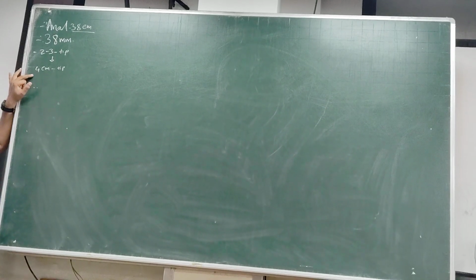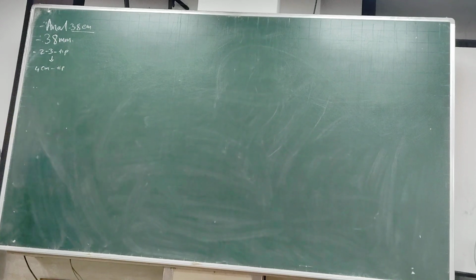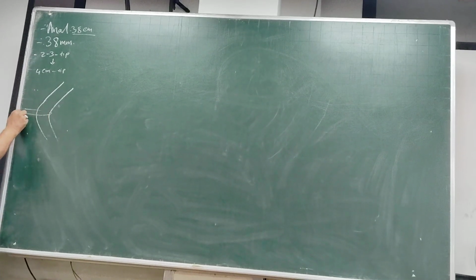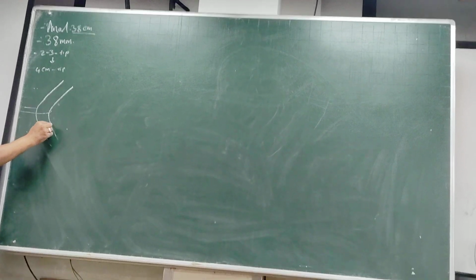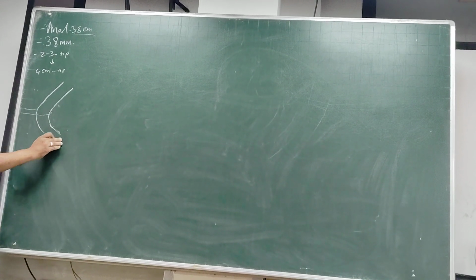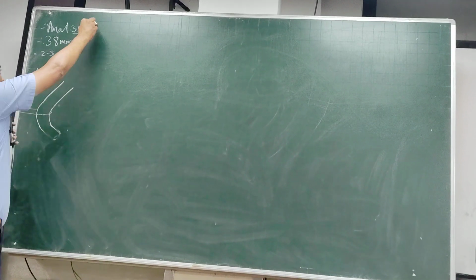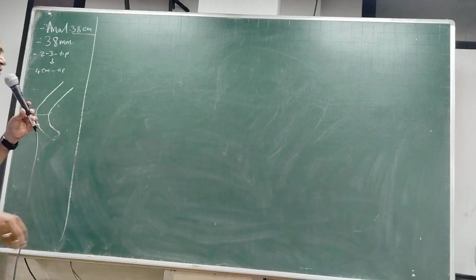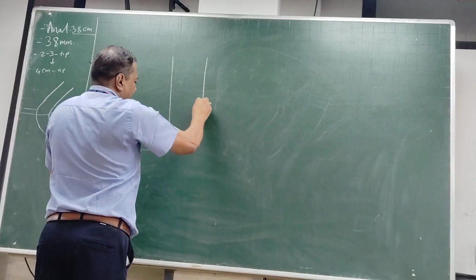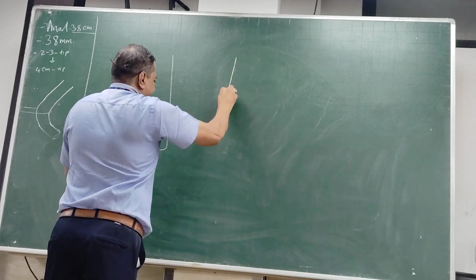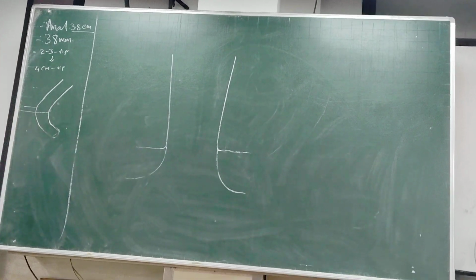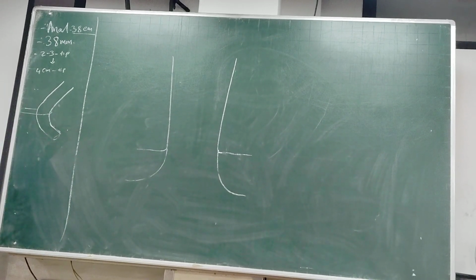This anal canal, now I am drawing. I have already told you that this is the rectum, this is the recto-anal angle, and somewhere here down the anal canal starts. Now how does the anal canal look in a coronal section? In a coronal section, the anal canal looks something like this. This is 38 millimeters.